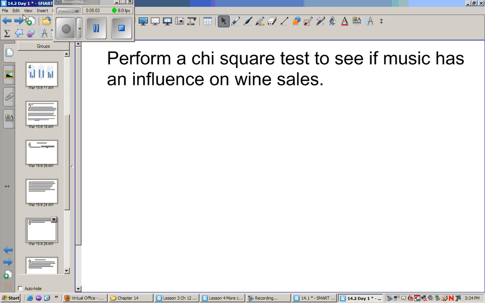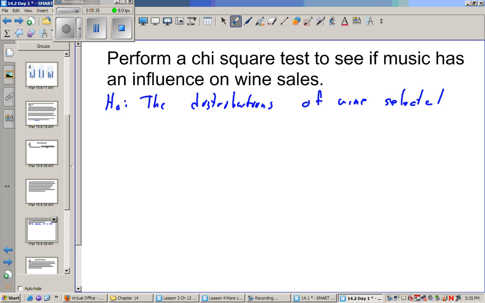So perform a chi-square test to see if music has an influence on wine sales. Well, first let's write a null hypothesis. Our null hypothesis will be that the distributions of wine selected are the same in all three populations of music types.